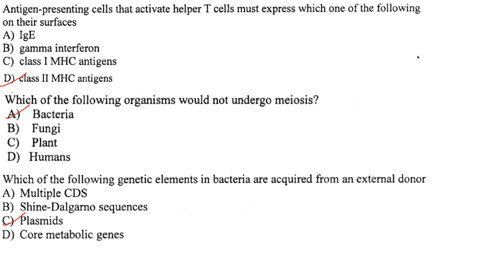Then next one, antigen presenting cells that activate helper T cells must express which one of the following on their surfaces. So it is class 2 MHC antigens. Answer is option D. Which of the following organisms would not undergo meiosis? So bacteria doesn't undergo meiosis. Answer is option A. Which of the following genetic elements in bacteria are required from an external donor? So the answer here is option C, that is plasmids.